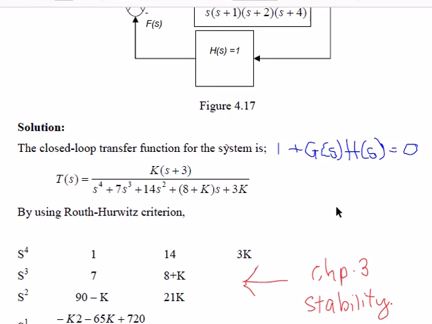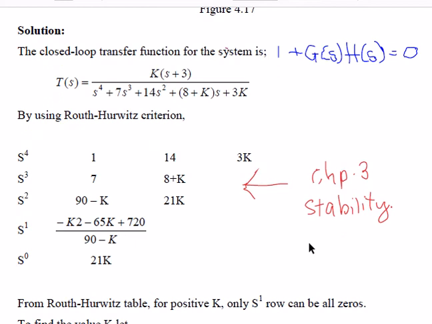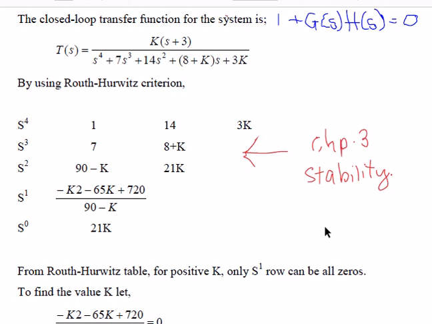Then we need to analyze this characteristic equation by using the Routh-Hurwitz criteria. You can recall chapter 3 on stability analysis. We start from s^4 until s^0. From the Hurwitz table, for positive K, only the s^1 row can be all 0. So here, if we set 21K equal to 0, K still gives us 0.